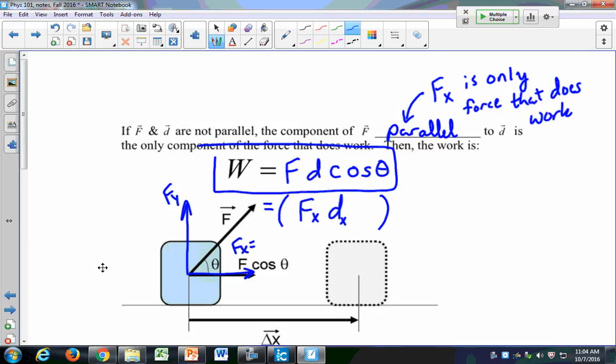You can have a force and only part of it will do work, and the other part of it does nothing at all. Is that clear? Yeah.